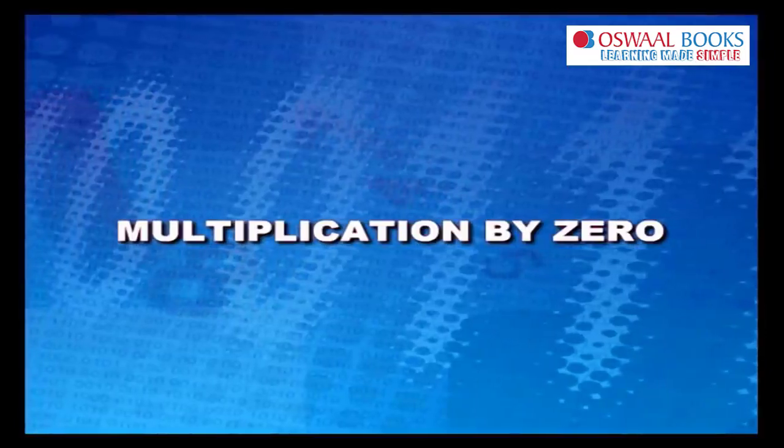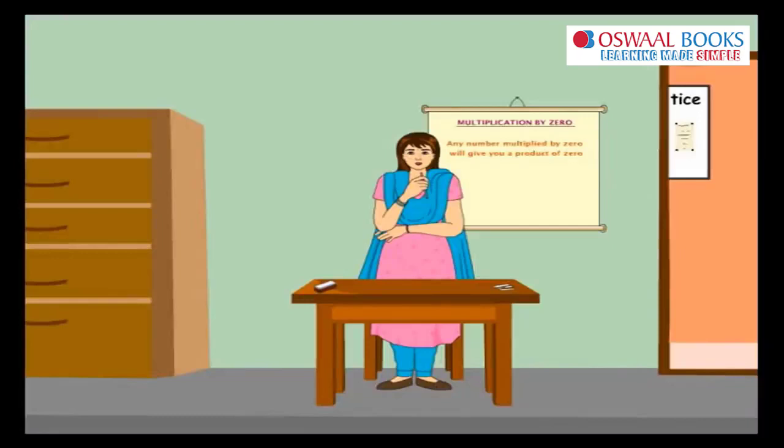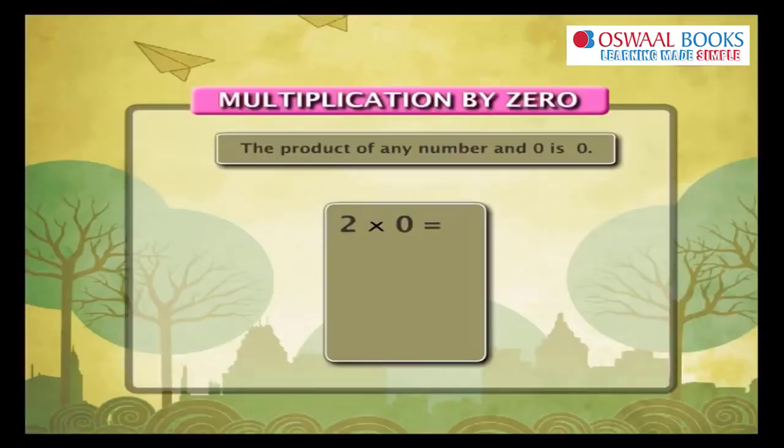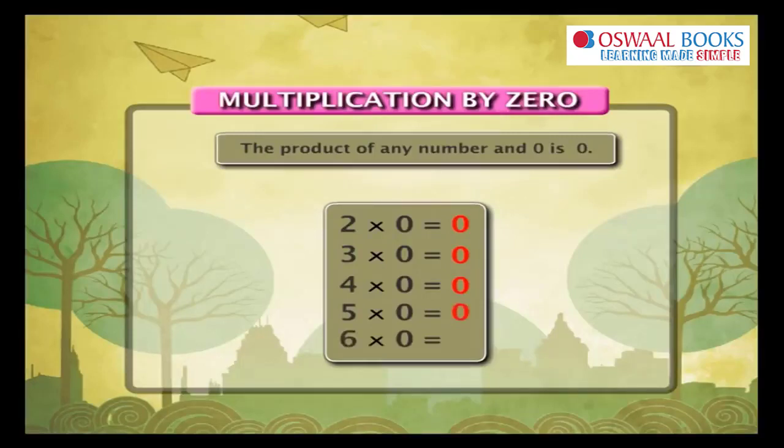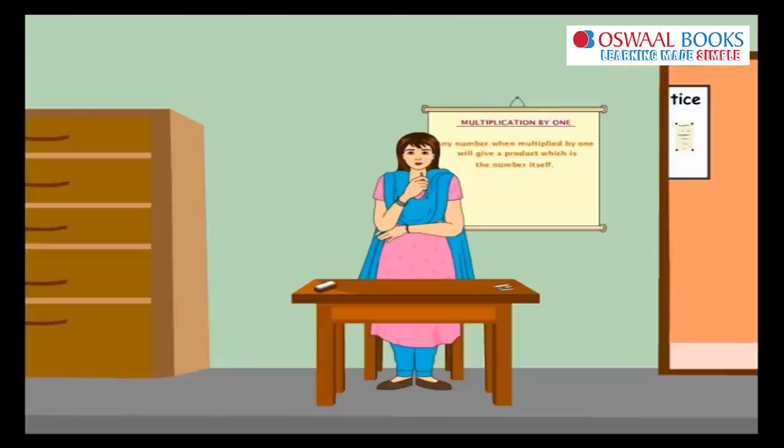Multiplication by 0. Any number multiplied by 0 will give you a product of 0. For example, 2 into 0 will give you 0. 3 into 0 is equal to 0. 4 into 0 is equal to 0. 5 into 0 is equal to 0. 6 into 0 is equal to 0, and so on. Multiplication by 1.